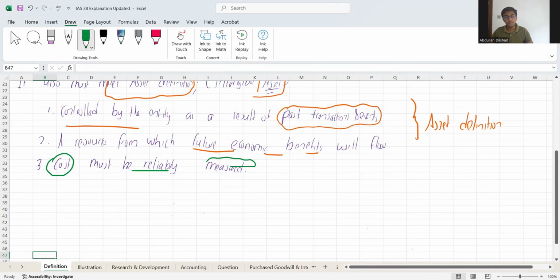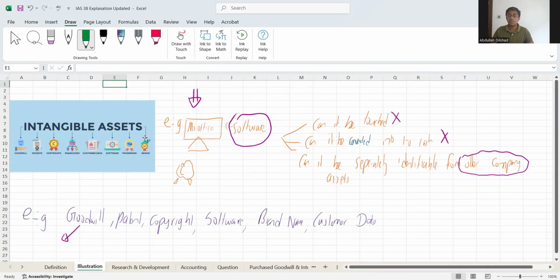Now let us move into one of these examples. In terms of intangible assets, there are several examples. They could be your software, patents, copyrights, trademarks, brand, and so on. For an example, let us take software itself, which we are always familiarized with.